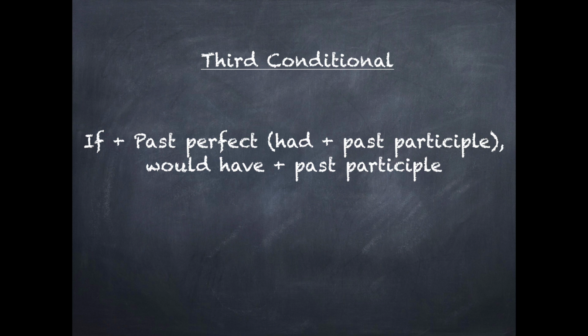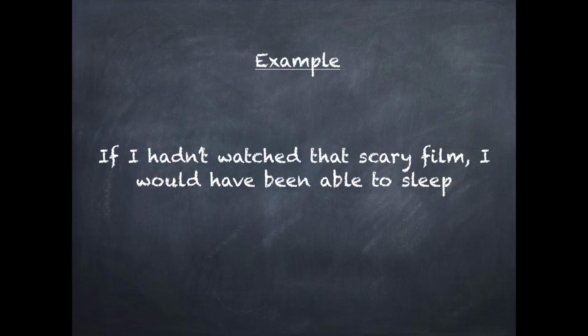Okay, so let's start with the structure so that we're all on the same page. Okay, in order to make the third conditional, we use if and the past perfect to form the if clause. So past perfect is had and the past participle. And then for the main clause, we use would have followed by the past participle. So let's jump straight in with an example. If I hadn't watched that scary film, I would have been able to sleep.